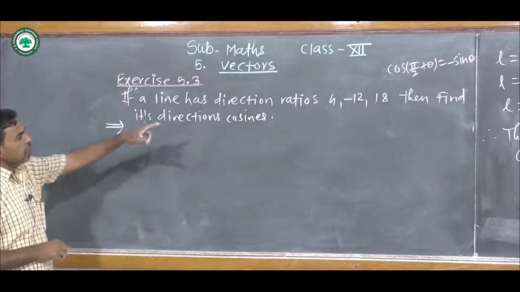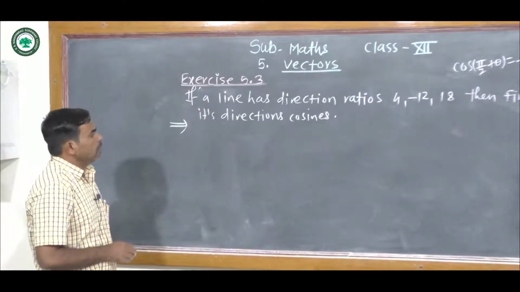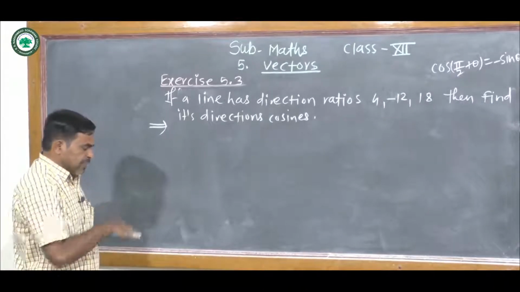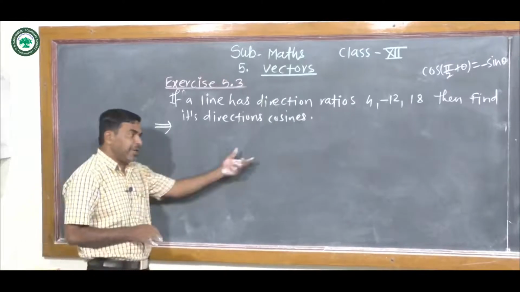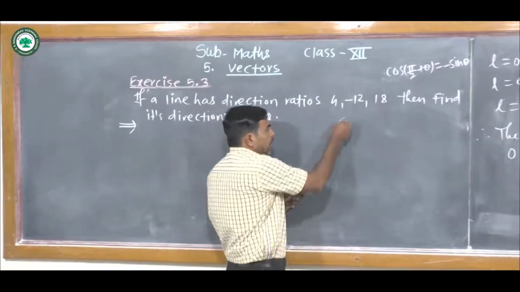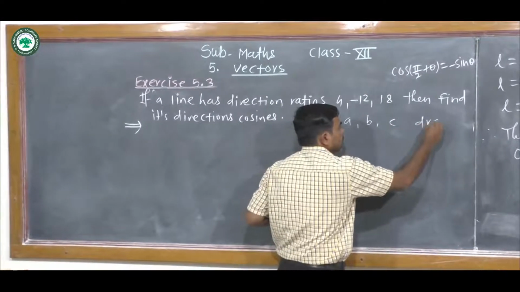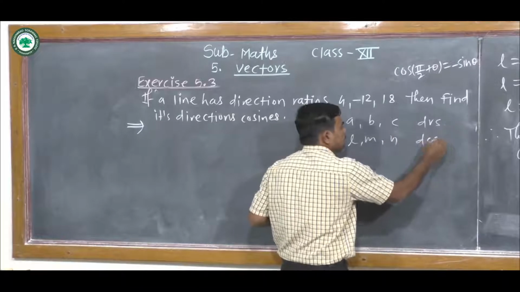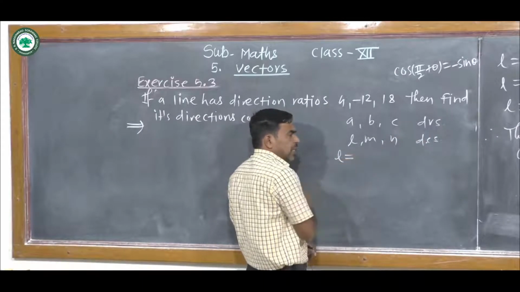See, direction ratios are given, means small a, b, c are given, and we have to find out l, m, n. In the previous lecture, we have seen the relation between direction ratios and direction cosines. I will repeat it once again here. If a, b, c are direction ratios, and l, m, n are direction cosines, then we have the relation between direction ratios and direction cosines.